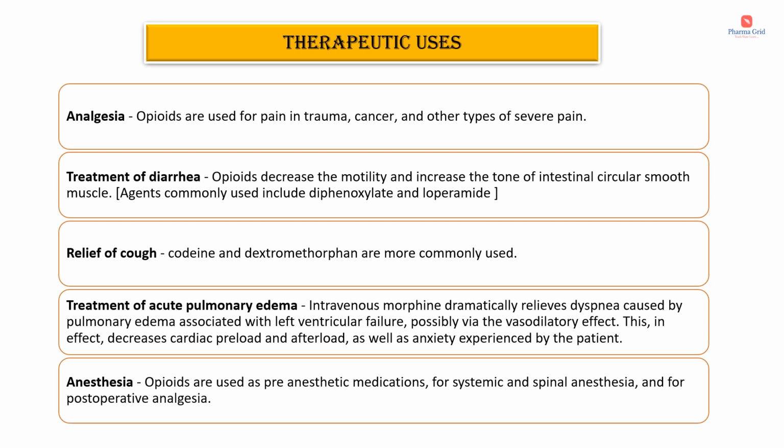Next therapeutic use is for the relief of cough. Codeine and dextromethorphan are more commonly used as antitussive agents. Next, for the treatment of acute pulmonary edema. Intravenous morphine dramatically relieves dyspnea caused by pulmonary edema associated with left ventricular failure, possibly via the vasodilatory effect. This in effect decreases the cardiac preload and afterload as well as anxiety experienced by the patient. So the next use is for anesthesia. Opioids are used as pre-anesthetic medications for systemic and spinal anesthesia and for post-operative analgesia.